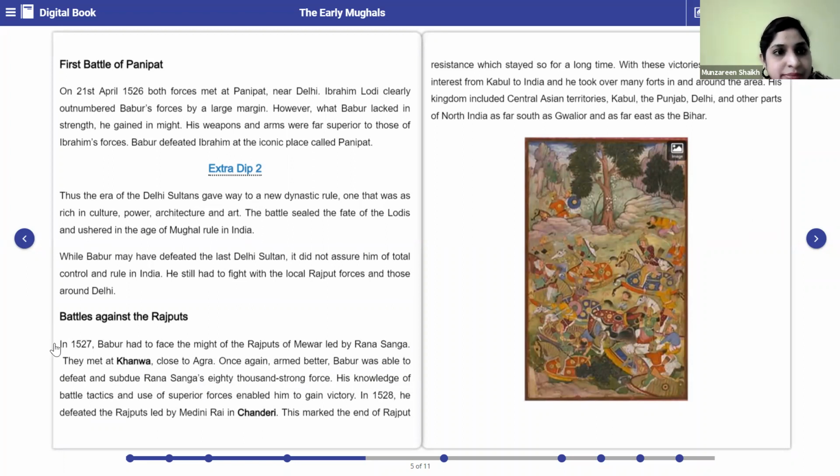Am I audible, children? Yes, ma'am. Yeah, who will tell me what battles were led against the Rajputs? How did the Rajputs defend? Yes, Sujal.